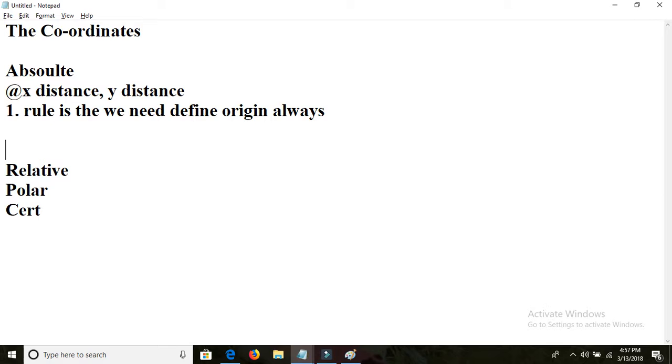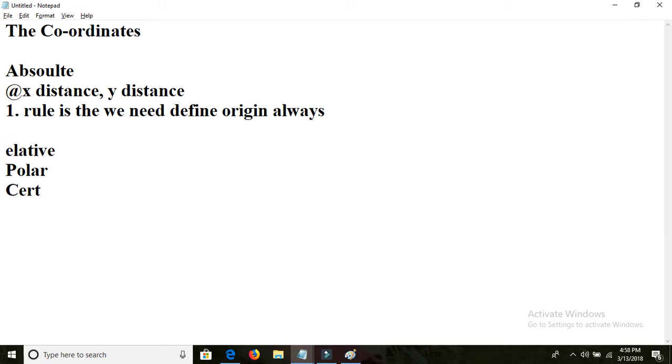Why? Because we need to say where the origin is. For suppose if you are making columns, first we need to know where the origin is located. So that's the reason we use absolute coordinates in other applications, but in AutoCAD we are not choosing the absolute coordinate system.